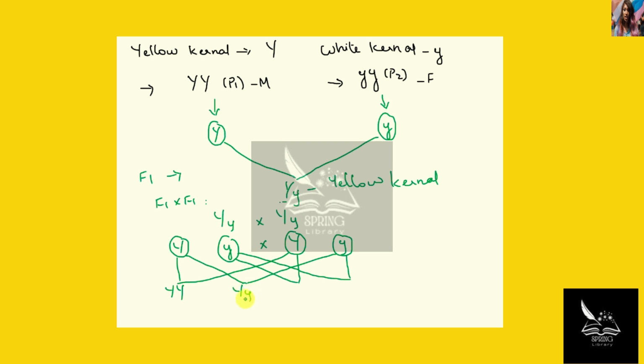Two of them will be having capital Y small y and one will be having small y. These are the genotypes. And the phenotypes will be, as we can see, capital Y is present in 3 offsprings, which means 3 of them will be with yellow kernel and one will be with small y, that will be having white kernel. So it will be in a 3:1 ratio, that is yellow is to white.